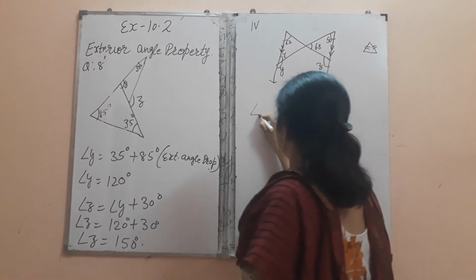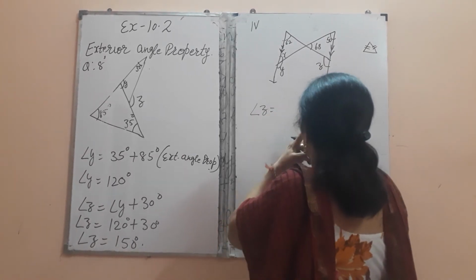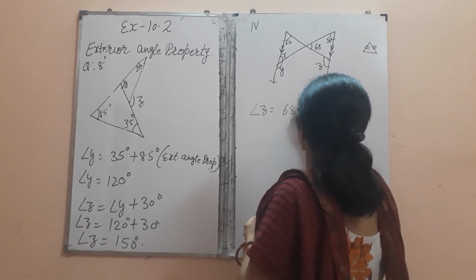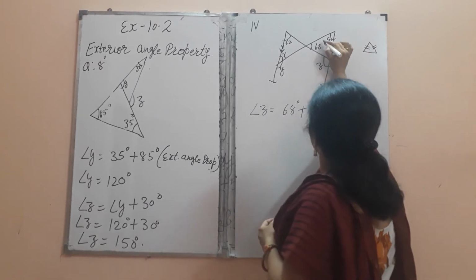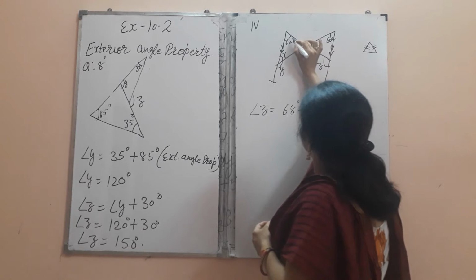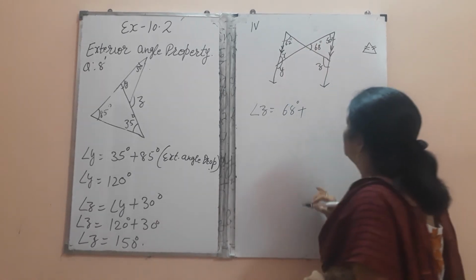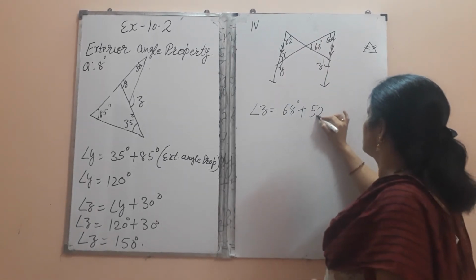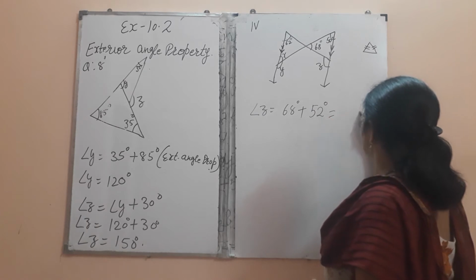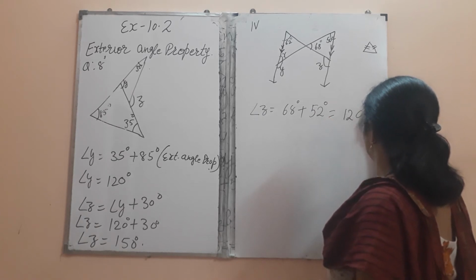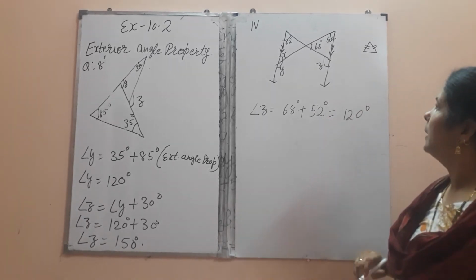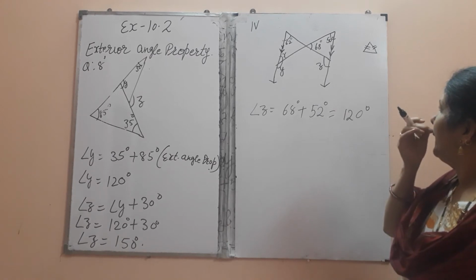So angle z equals 68 degrees plus 52 degrees, these all are degrees. Because space is less, we write 68 plus 52 degrees equals 120 degrees. Understood?